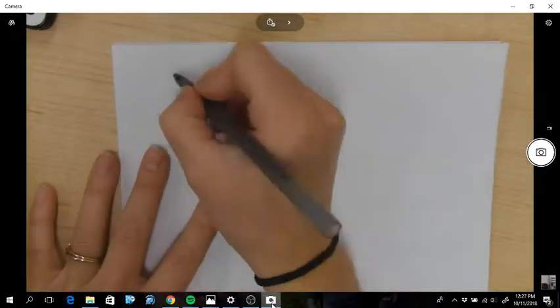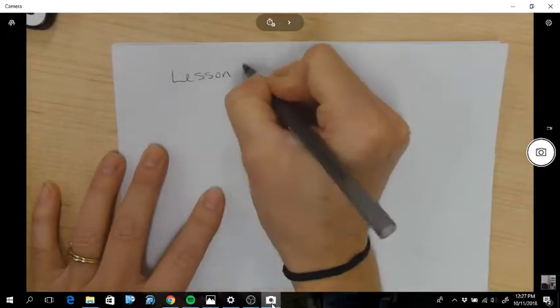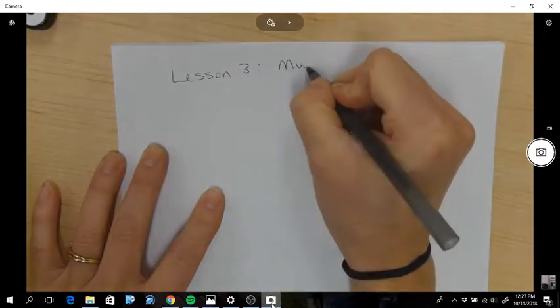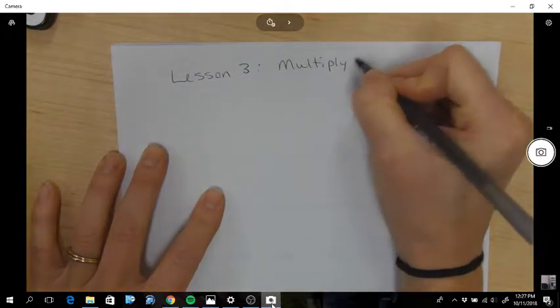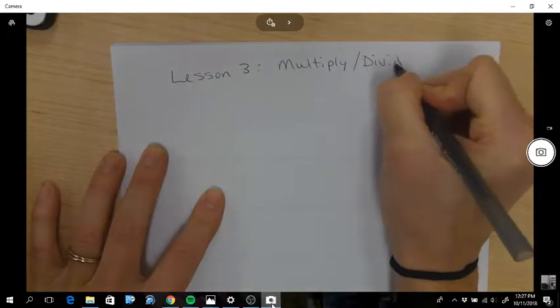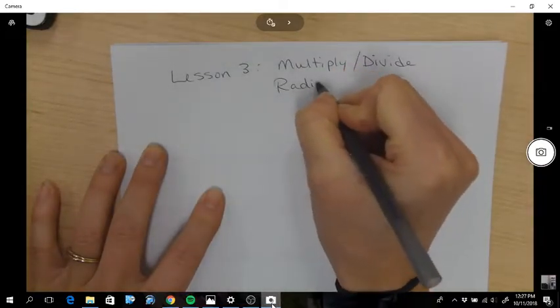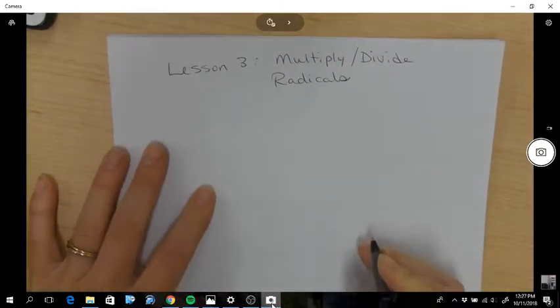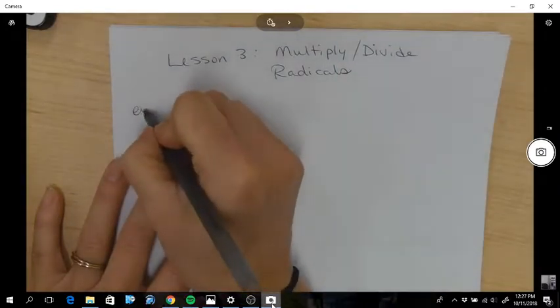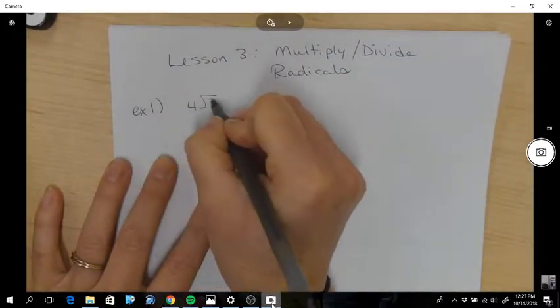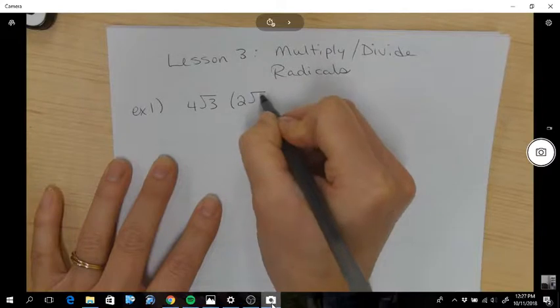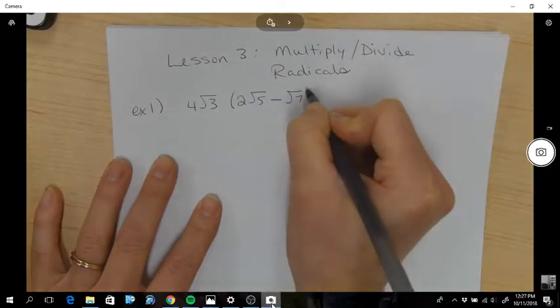Okay, lesson 3 is multiplying and dividing. Okay, so example 1: 4 root 3 times (2 root 5 minus root 7).